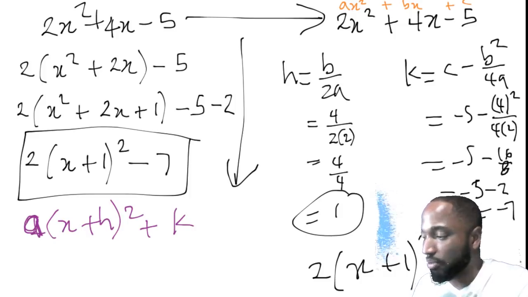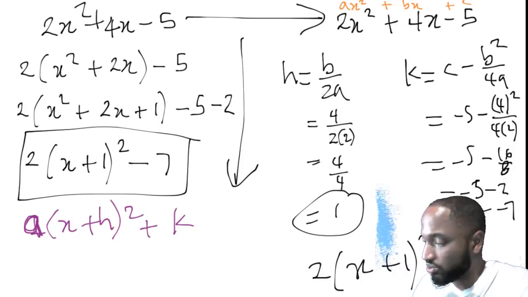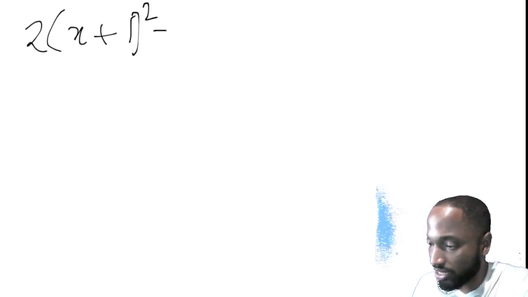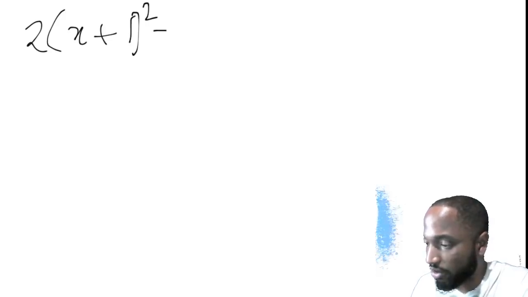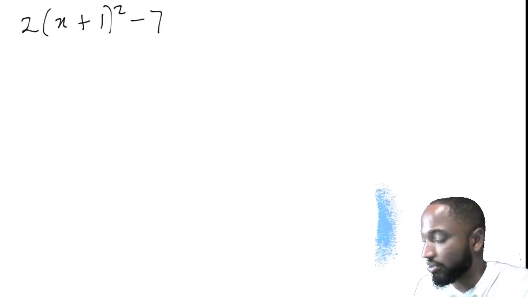So after you've completed the square, it's in this form now: 2 into x plus 1, all squared, take away 7. Remember, you could always go back and check my older videos. I'm going to write that a little better. Come on, Cohen, you can do it. Plus 1 squared, take away 7.